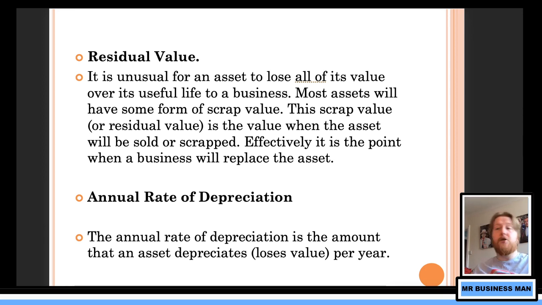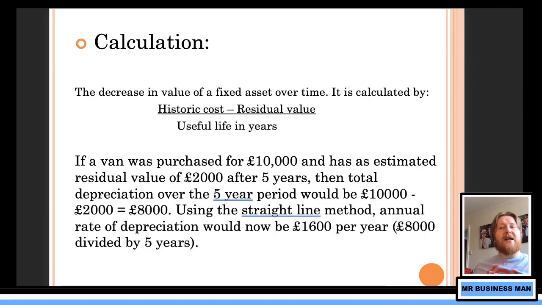Okay, so the annual rate of depreciation. The annual rate of depreciation is the amount the asset loses value every year. How much does it depreciate by annually? Okay, so the decrease in the value of a fixed asset over time is calculated by the historic cost minus the residual value. So what did it originally cost? The residual value, remember, is what is it going to be? What is it currently? We're usually talking about it in terms of the scrap value of it, and that would change depending on when you did it, divided by the useful life.